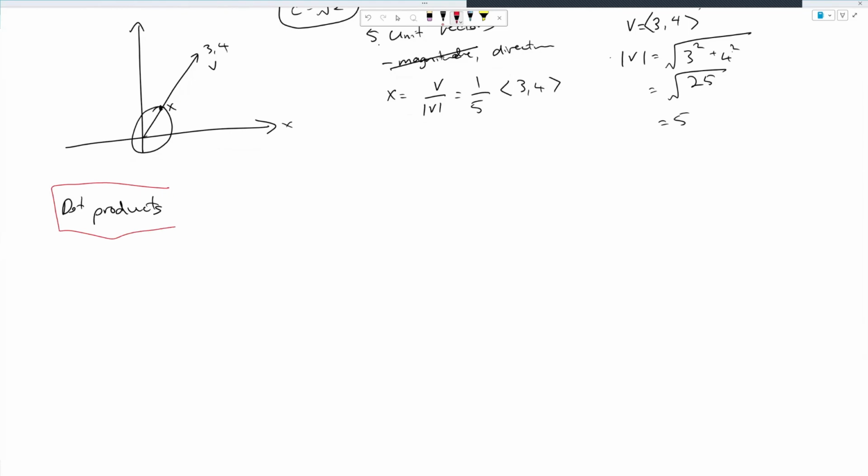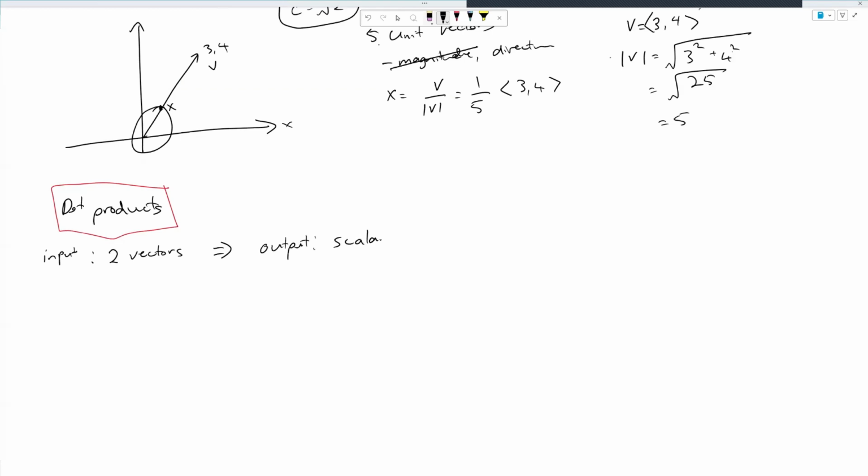Dot products. A dot product has a lot of definitions, but what it does is it brings in two or more vectors. So the input is two vectors, and you know how vectors have multiple components. What it outputs is one scalar number.